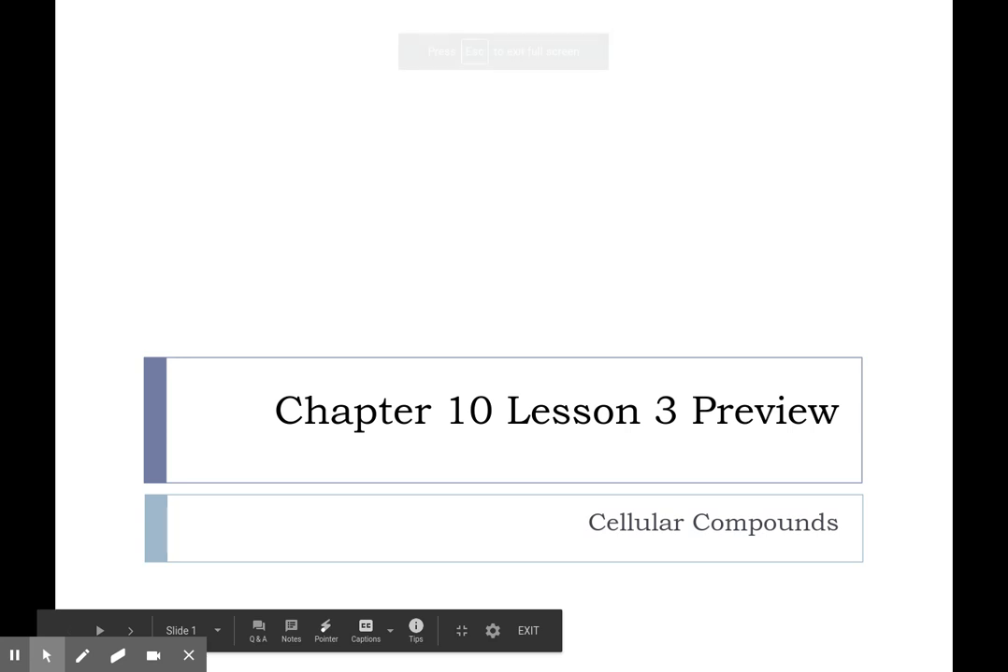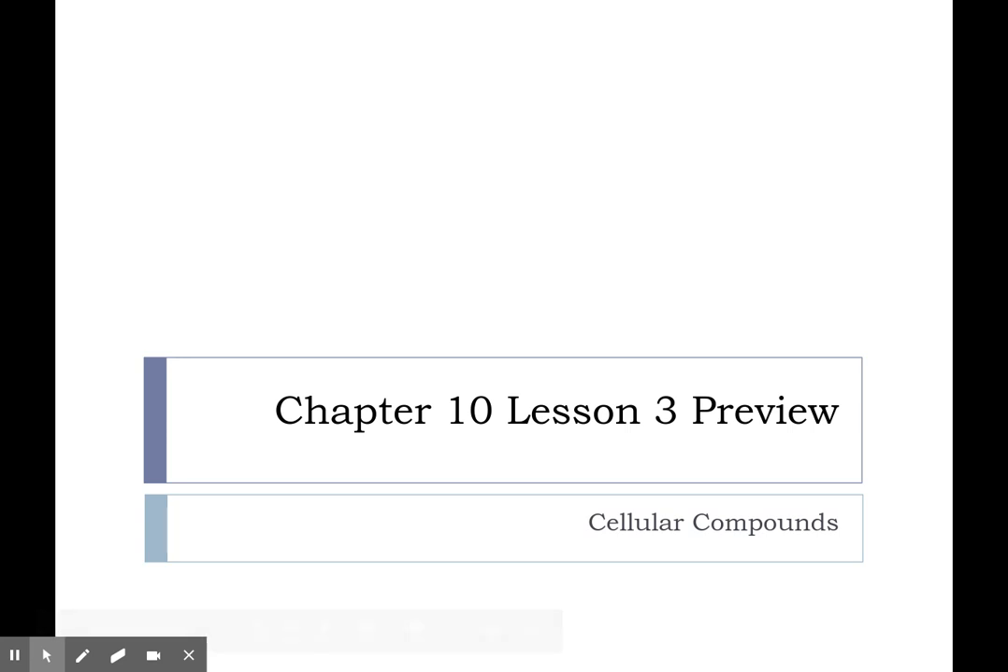Chapter 10, Lesson 3 is going to be on the types of compounds that you can find inside cells. So they're called cellular compounds. Let's begin and let's see if we can't make this a little bit more of a reasonable lesson than the last one. All right, as a quick review, we are going to be using several of our old vocabulary words.